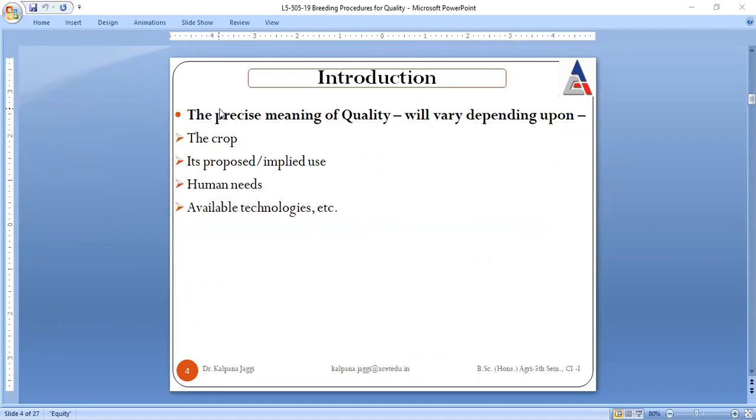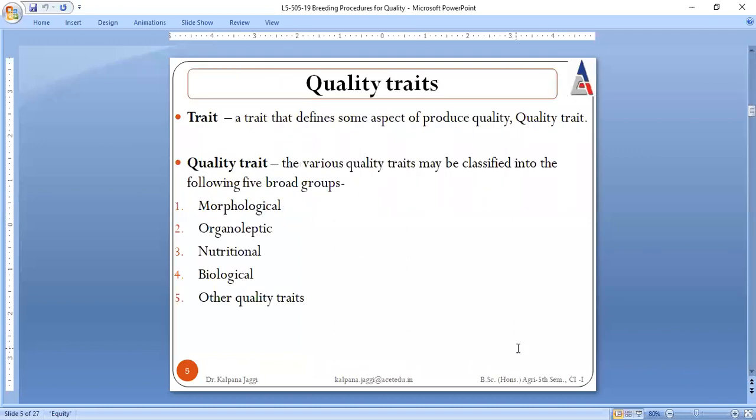So we can precise the meaning of quality, and this precise meaning of quality varies depending upon the crop, depending upon its proposed and implied use, depending upon human needs and available technology. So the meaning of quality varies depending upon these four factors. This was all introduction about quality.